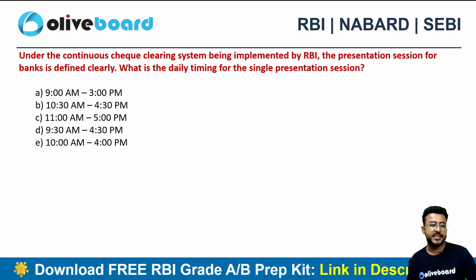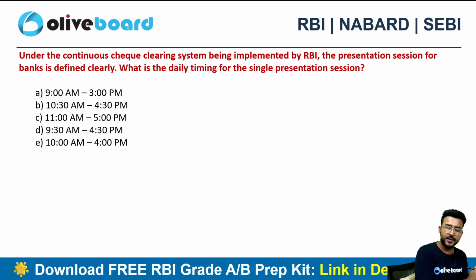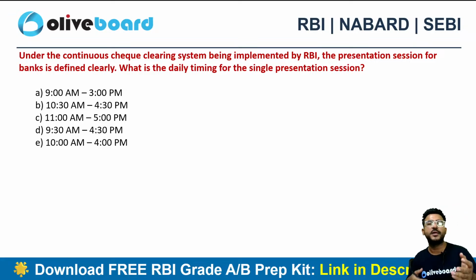Next one, this is from the check truncation system circular which RBI recently released. So they have changed the entire system of how CTS used to work. Earlier we used to follow the batch processing system. Now we are moving towards the continuous processing system, right? Here I am talking about the presentation session.